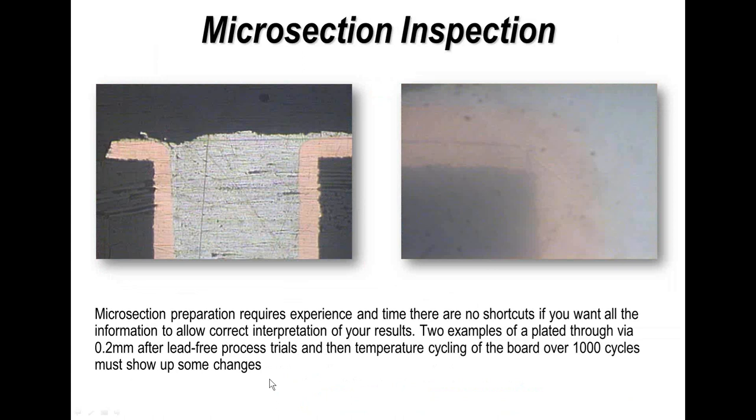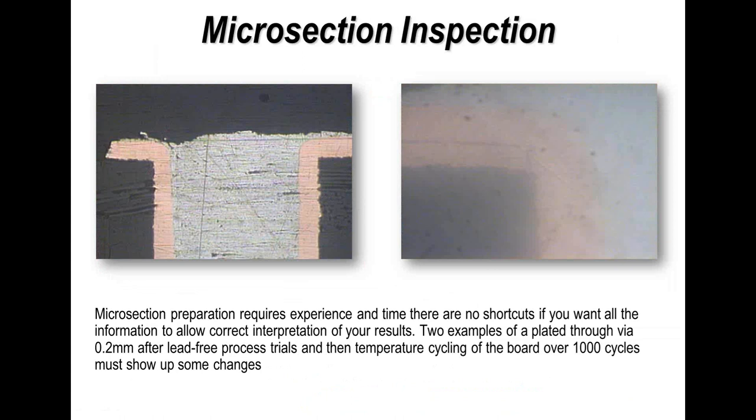It's very important you're able to assess the quality of your boards or sample boards, and unfortunately these are two examples of microsections that were done for me. The first one on the left hand side doesn't really show me anything, and certainly the photograph on the right hand side is absolutely atrocious. And these were on 0.2 millimeter via holes after I'd done thermal cycling. So I wanted to see the effect of thermal cycling.